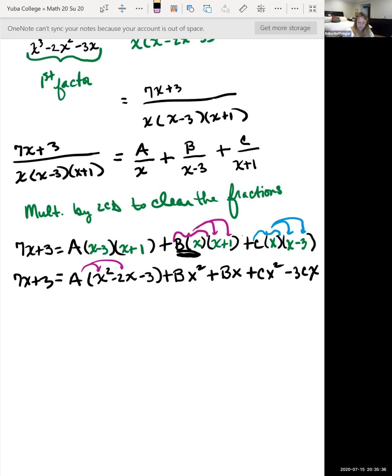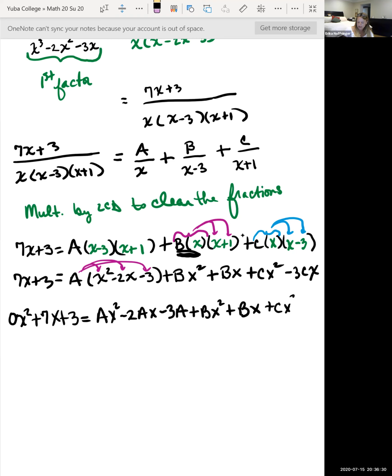Distribute that a there. So technically, notice over here, the degree, the largest value of our x exponent is 2. There's no x squared over here. So if you want to, you can think of this as 0 x squared, plus 7x plus 3 equals, and if we distribute this a into all three terms in the parentheses, we get a times x squared is ax squared. We got a times negative 2x is negative 2ax. We get a times negative 3 is negative 3a. And then let's bring down all the other pieces. So plus the bx squared, plus the bx, plus the cx squared, minus the 3cx.